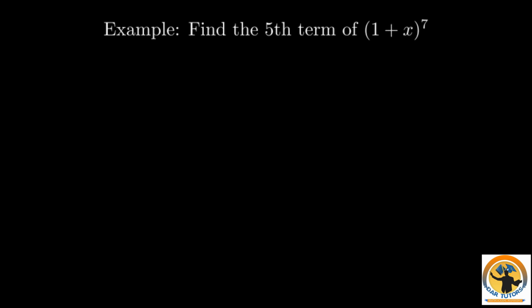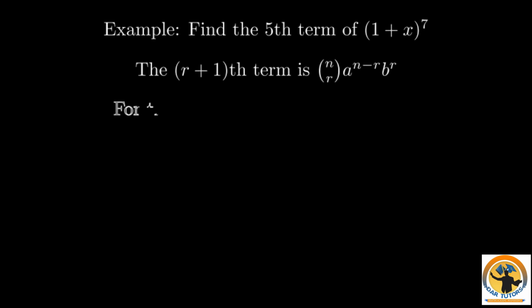Let's apply the binomial theorem to find a specific term in an expansion. We'll find the fifth term in the expansion of (1 plus x) to the power of 7. The general term is given by n choose r times a to the n minus r times b to the r. For the fifth term, we need to be careful with the index r. The first term corresponds to r equals 0, the second to r equals 1, and so on. Therefore, the fifth term corresponds to r equals 4.